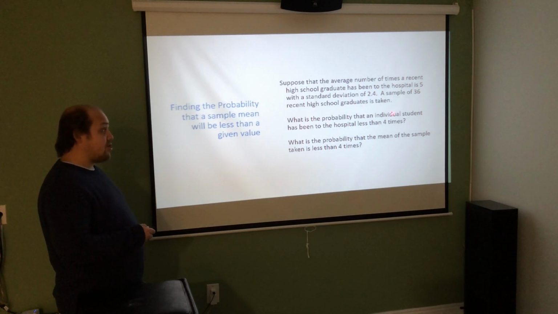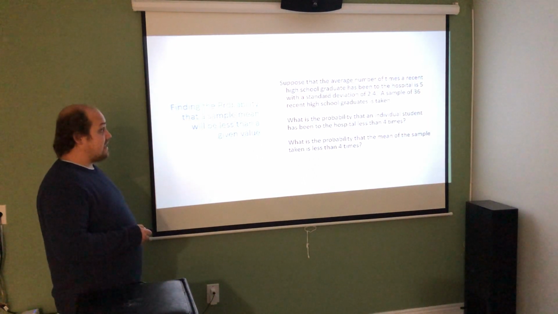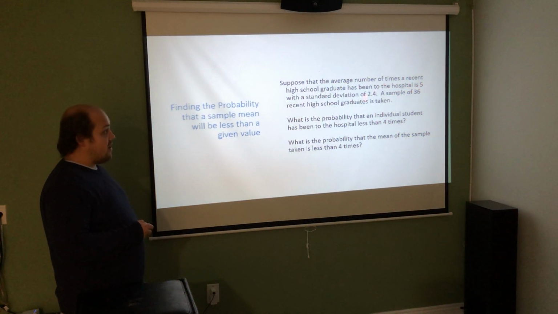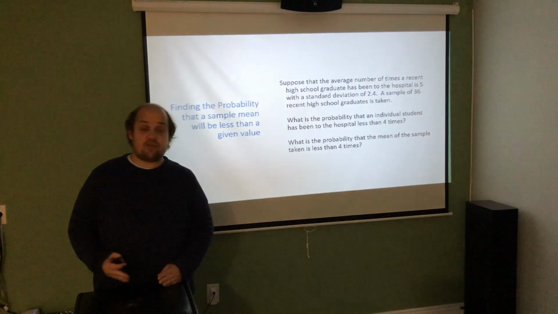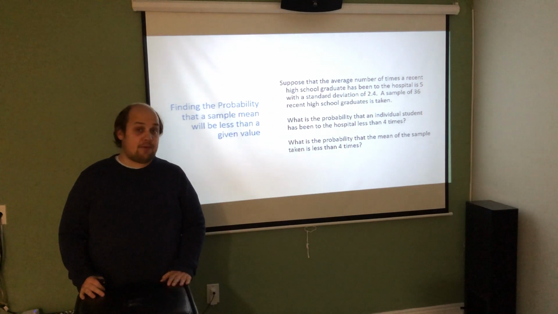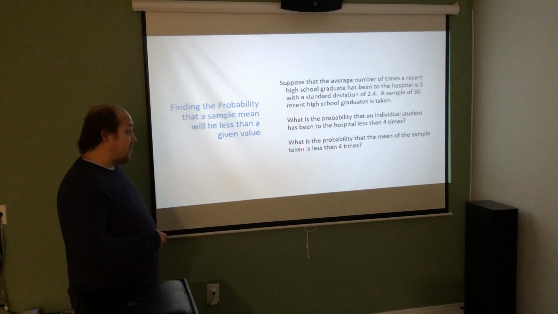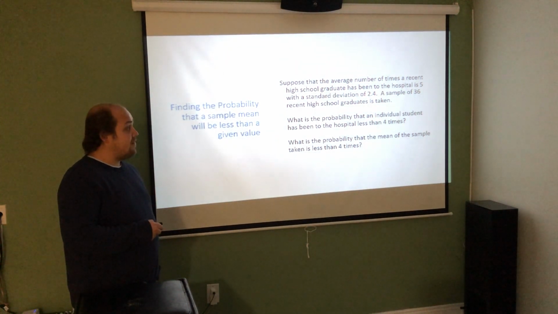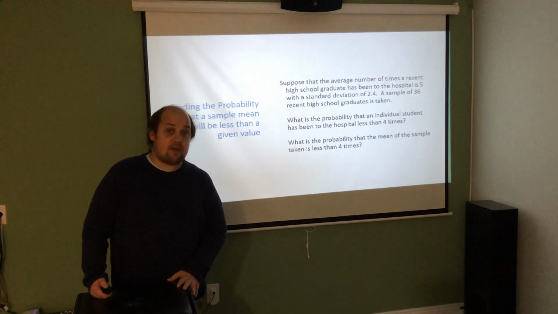So when I just answer the question about an individual student being to the hospital less than 4 times, basically I say, well, since the mean is 5, my x value is 4, I do 4 minus 5, and then I'm going to divide it by the standard deviation of 2.4. After I do that division, it will give me a z-score. I get out my table, I look up the z-score in the table, and that tells me less than. I do the same calculation down here when I do it for the mean of the sample. The only difference is, instead of dividing by 2.4, we'll be dividing by 2.4 over the root of 36, or really, we'll be dividing by 0.4.